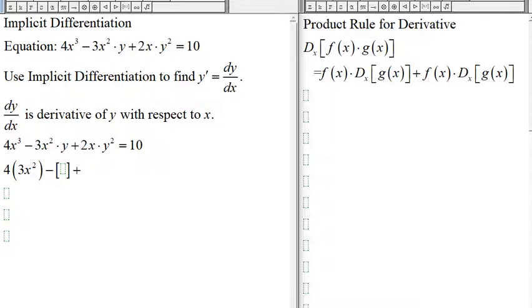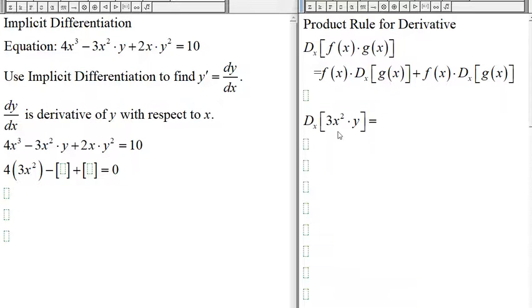And then plus, and here we also have a product. And then the derivative of the constant 10. The derivative of a constant is just 0. And now we need to do the derivative of this product, and since it's a product, we're going to use the product rule.